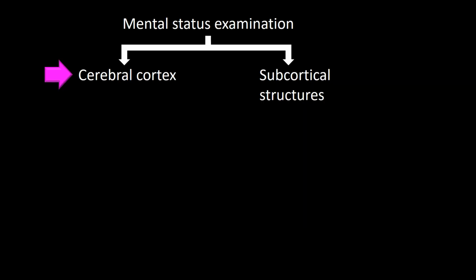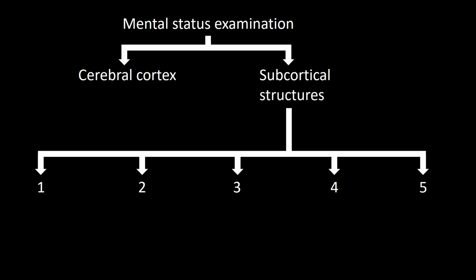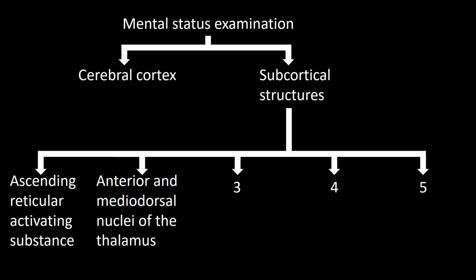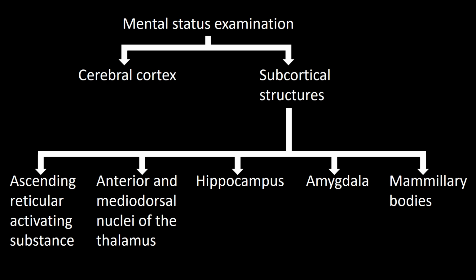In addition to the cerebral cortex, during mental status examination, we evaluate subcortical structures, mainly five: the ascending reticular activating system, the anterior and medial dorsal nuclei of the thalamus, the hippocampus, the amygdala, and the mammillary bodies.